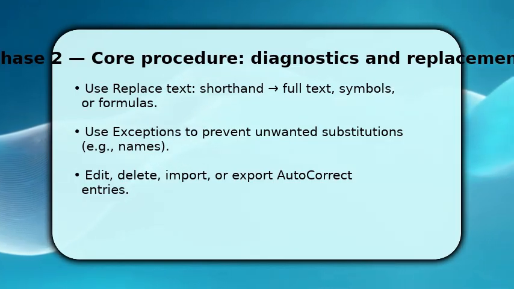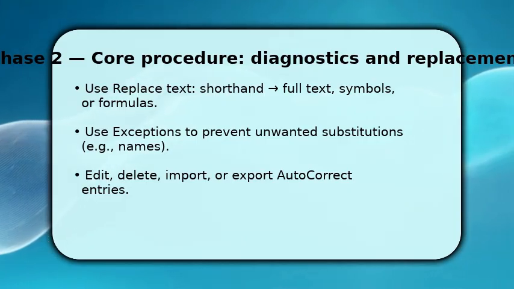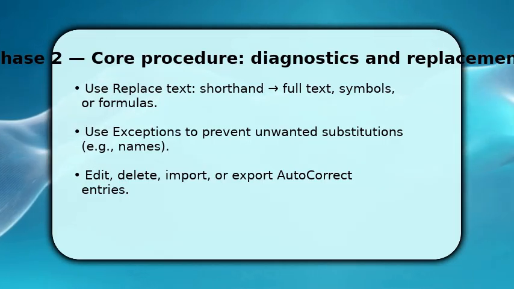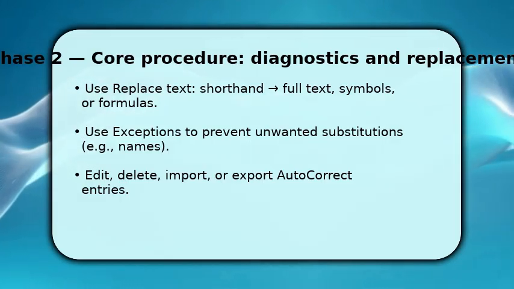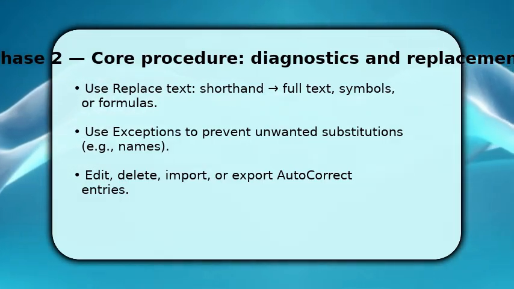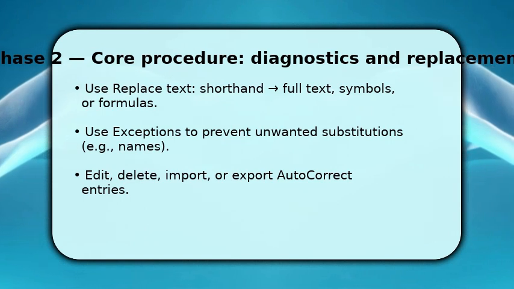Use the Exceptions tab to stop substitutions for capitalized words or specific strings. This prevents names or codes from changing. Once comfortable, export or document your list so you can reuse or share it with colleagues, making your workflow consistent.